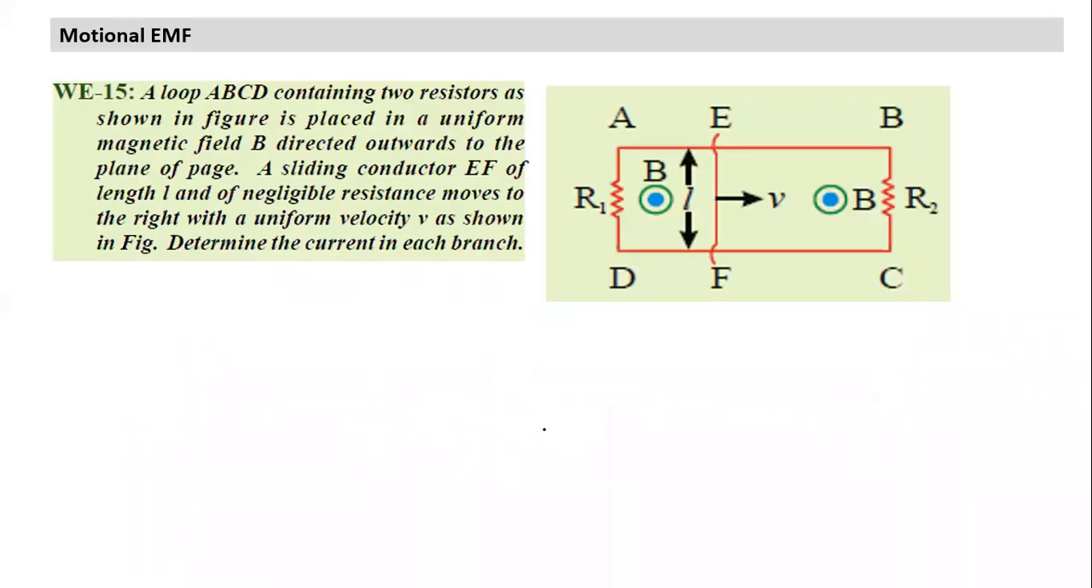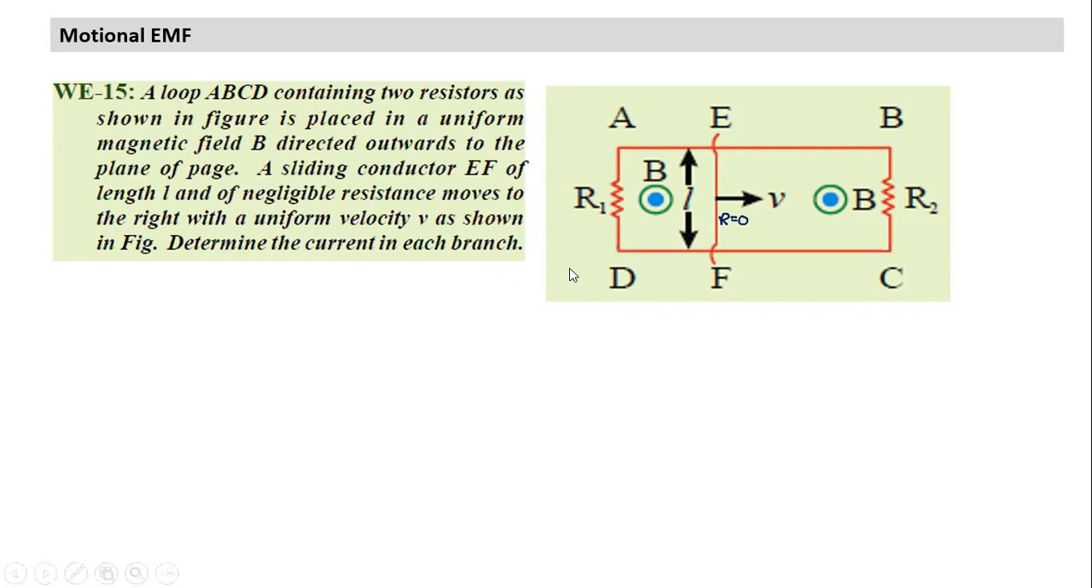Okay, how about this case? Two resistors are shown in the figure, placed in a uniform magnetic field. There's a loop ABCD placed in a uniform field. B is directed outwards of the plane of the paper, so this is the direction of B indicated. EF is the sliding conductor of length L, and its resistance is 0. It is moved to the right with uniform velocity as shown. Determine the current in each branch.